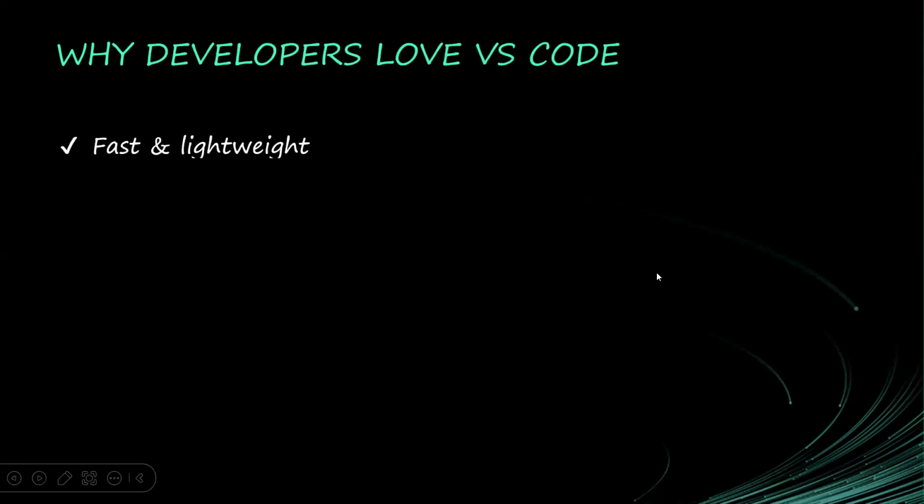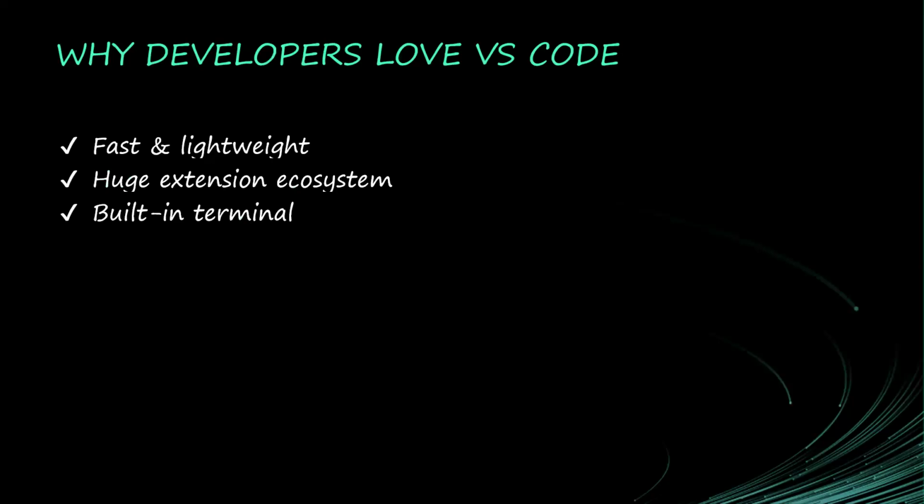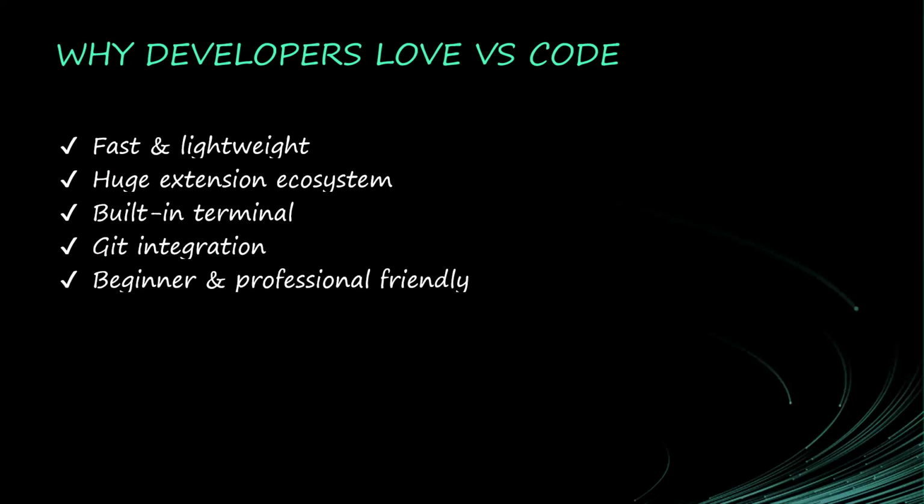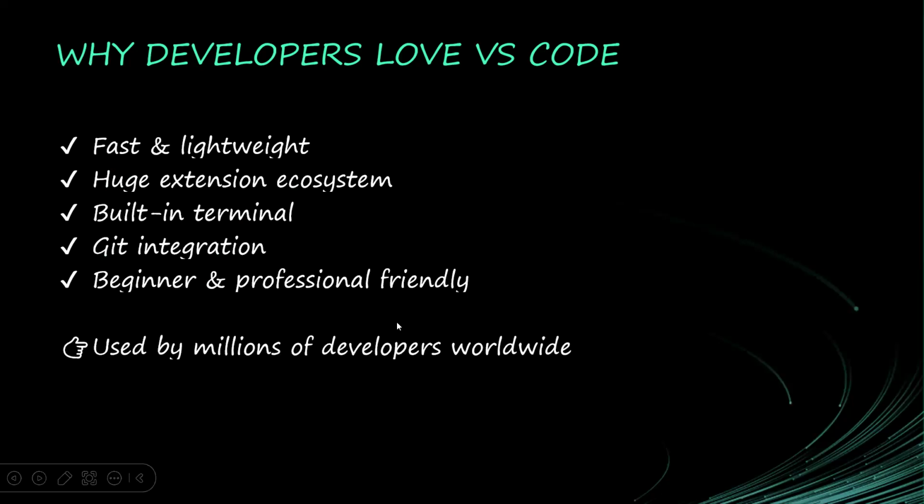So why do developers love Visual Studio Code? It is very fast and lightweight. It has a huge extension ecosystem. It has a built-in terminal. It has Git integration. You might not understand what Git integration is, but we'll talk more about it. It is beginner friendly and also professional friendly. For anybody who is starting their journey in web development or in computer programming, Visual Studio Code is good for them. Even for professionals, Visual Studio Code is also good. It is used by millions of developers worldwide. That is to tell you how good it is.